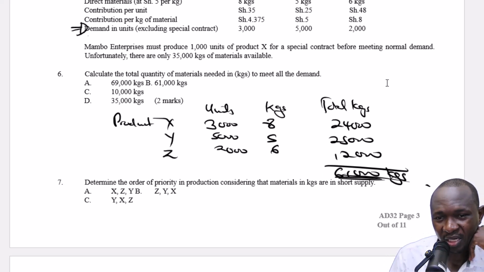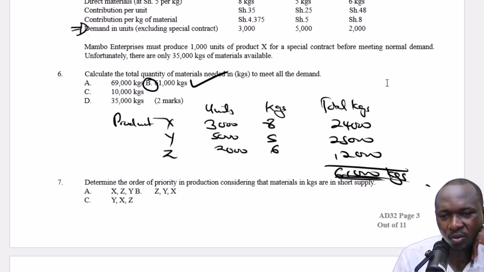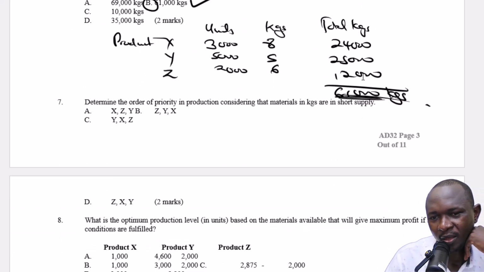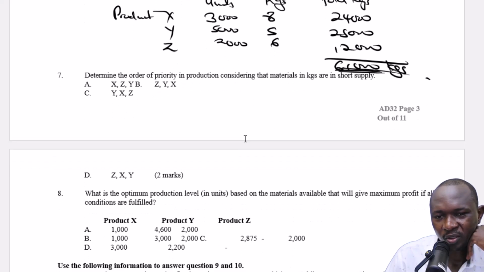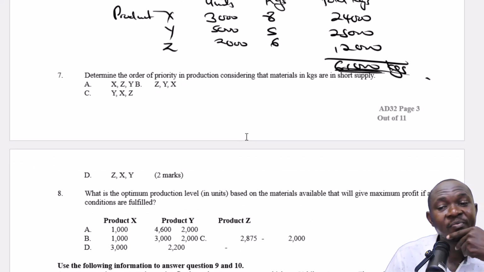Let's go back to the multiple choices. Do we have 61,000? Yes, I can see it here. So we go with that as our answer. Then move to question 7. Determine the order of priority in production considering that materials in kgs are in short supply.